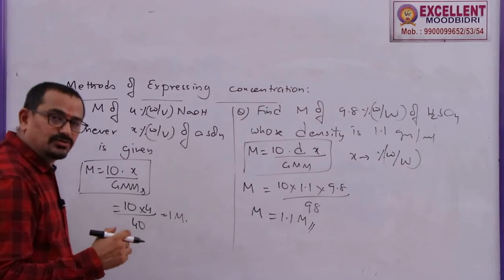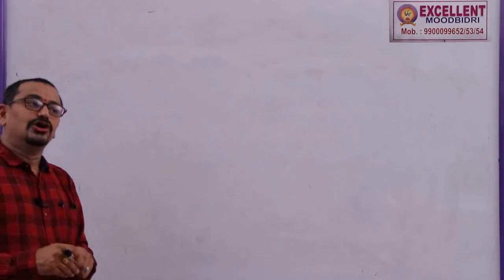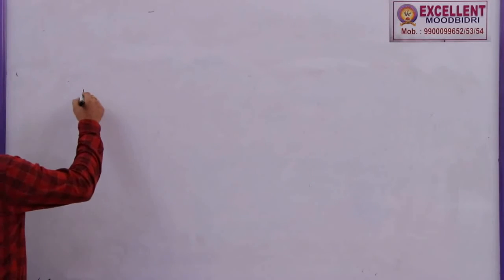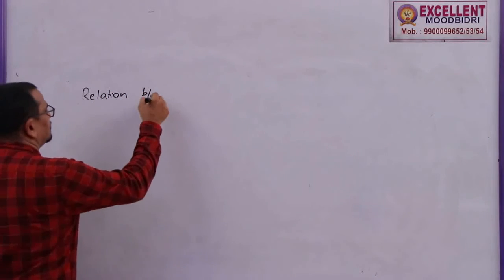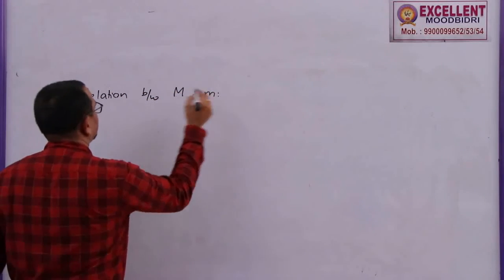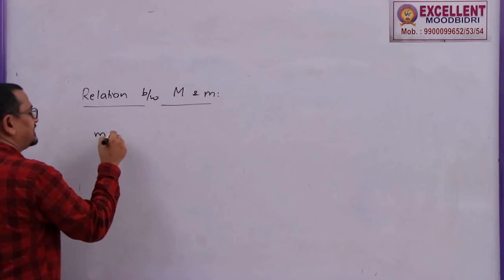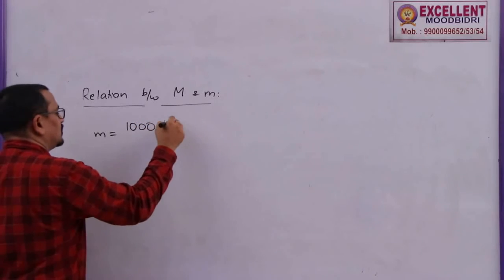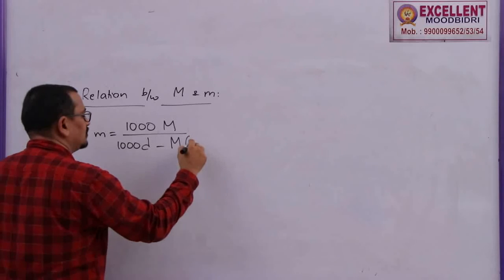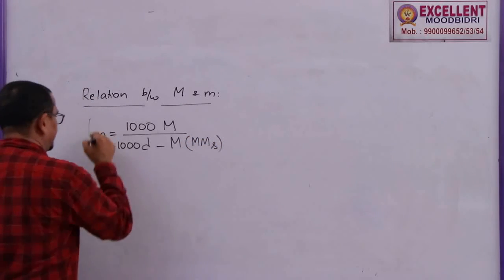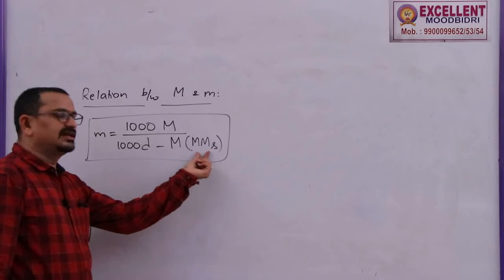So let us see one more question. Sometimes they may give a question based on two methods of expressing concentration, like the relation between molarity and molality. Molality can be calculated as 1000 into molarity by 1000 into density minus molarity into molar mass of solute. Usually small s is for solute, capital S is for solvent. Okay, this is the molecular mass of solute.